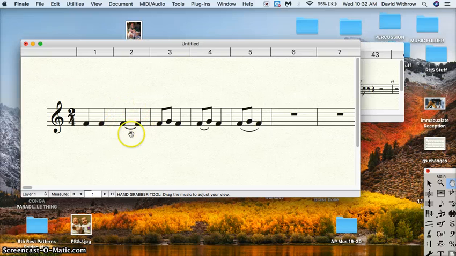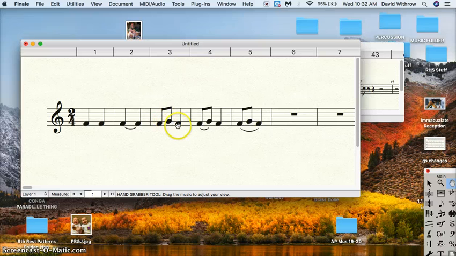Here we have that curved line that connects two adjacent notes of the same pitch whose rhythmic value is added together, the tie. Instead of playing two quarter notes, this is going to sound like one note. Once again, we see an example here that has no articulations on it.